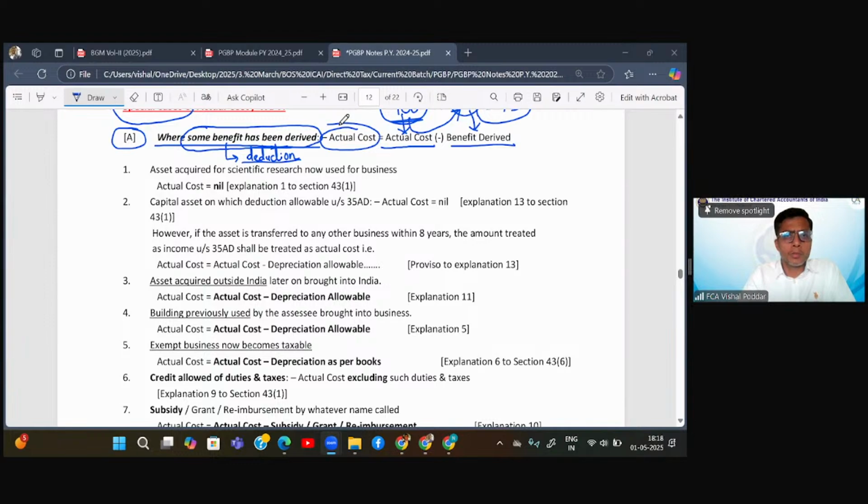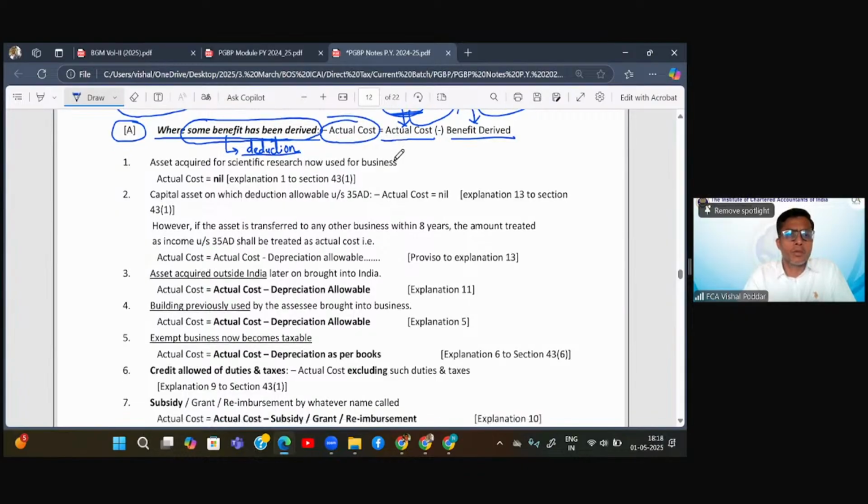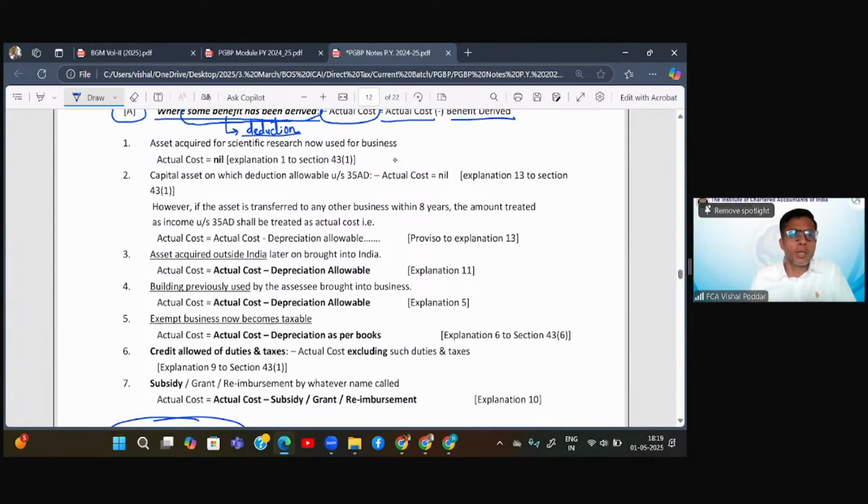Now, if you have understood this basic logic, let me take you to the different case scenarios covered here. The first case scenario is where your asset was originally bought for the purpose of scientific research. You use that particular machine, that equipment, for carrying out research. After 4 years, when the research is completed, the machine is still useful, so now you are using it for your day-to-day business activity.